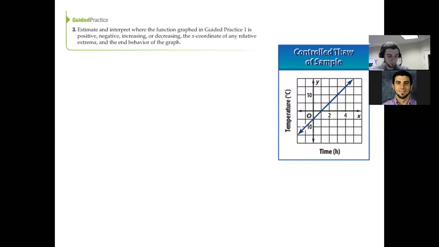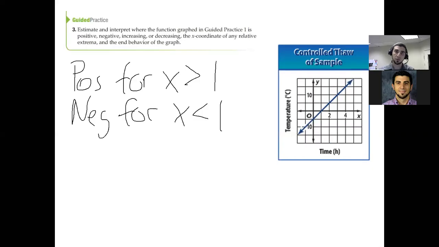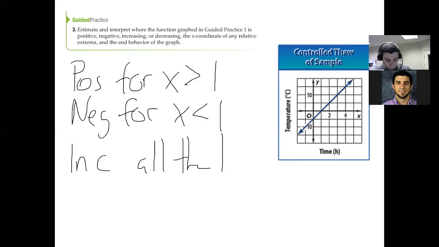All right, so here it's positive for x greater than 1, and it's negative for x less than 1. So what does that mean in the context of the problem? That means before 1 hour, the temperature of the object was negative, and then after 1 hour, the temperature of the object was positive. So it's increasing all the time. So for all x values.